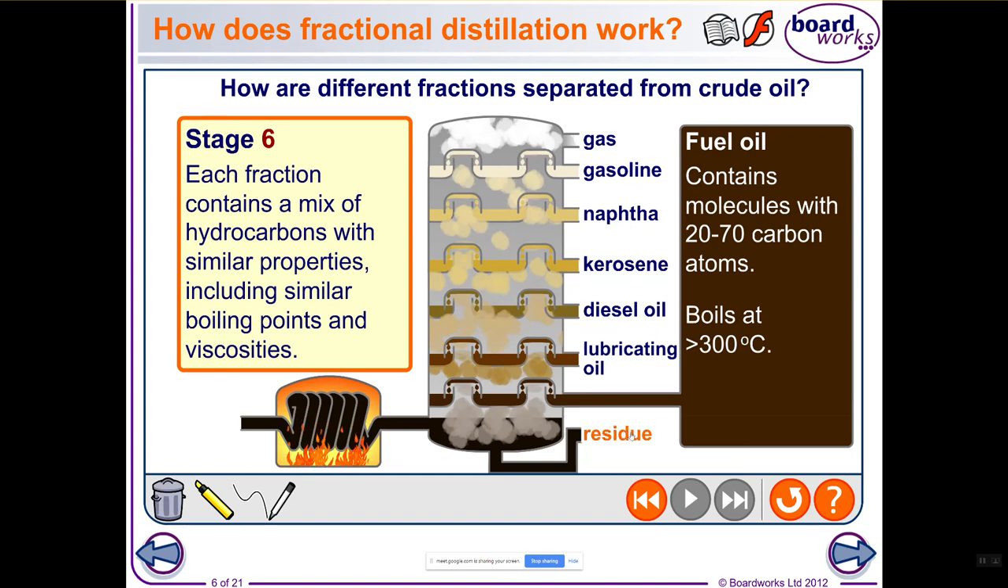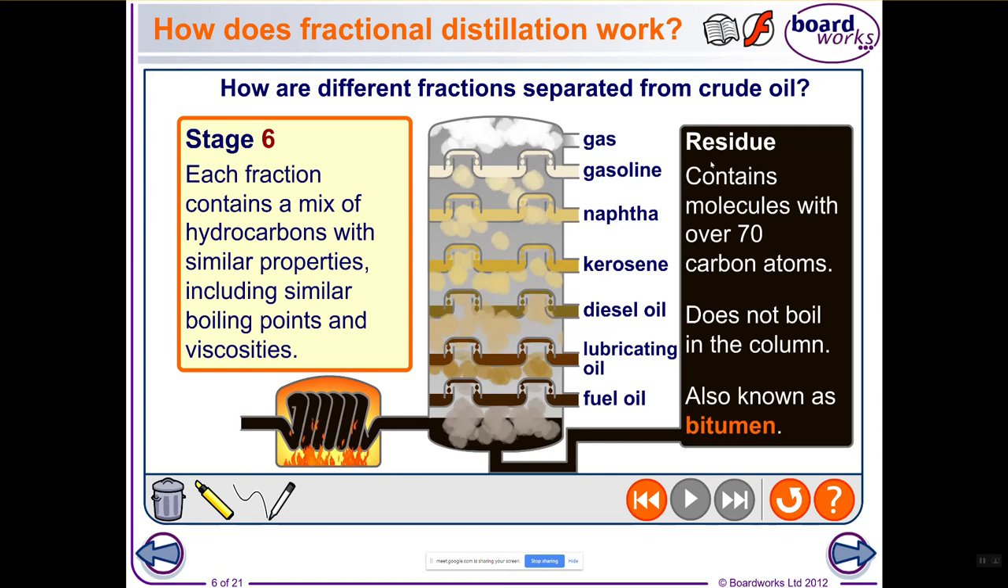Okay, the last one, my favorite one. The last one is the stuff that doesn't evaporate. So any of the fuel, after we've heated it to 370 degrees, that doesn't turn into a gas at all, will remain, coming off down here as a thick liquid. It does not boil, and it's called bitumen. This is how it's pronounced, bitumen. It's a great name, right? Very, very long carbon chains here, guys, 70 carbons plus.